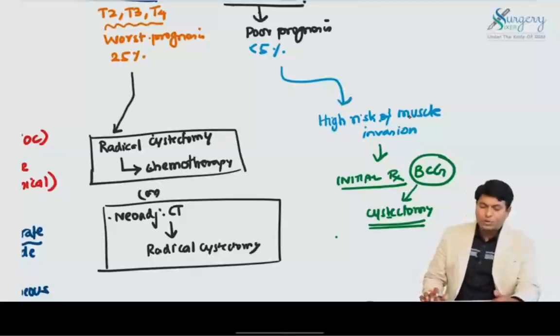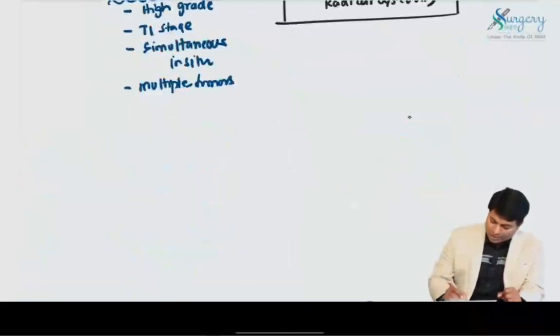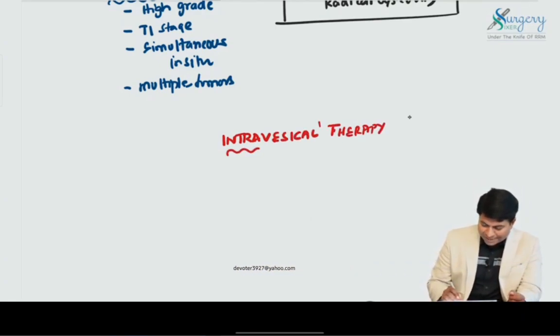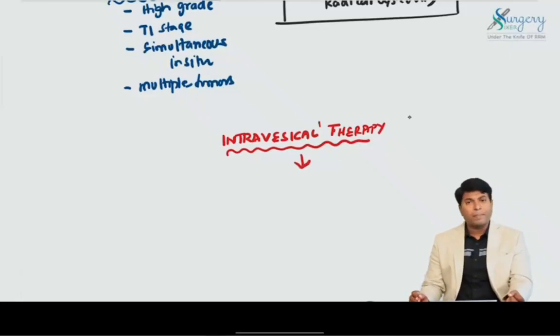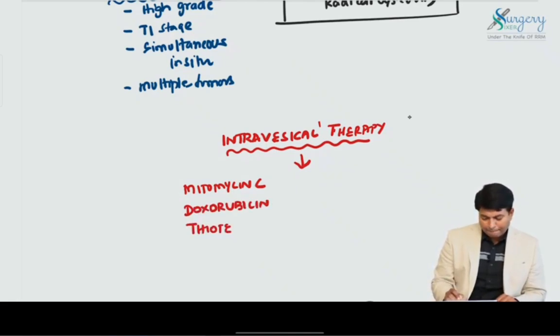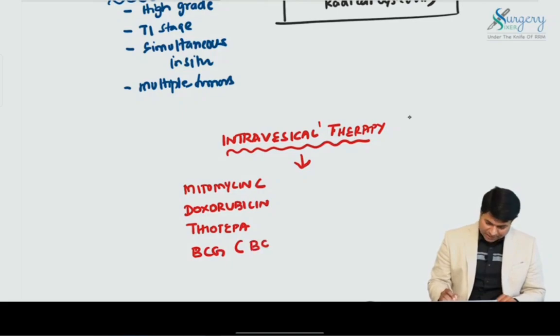Let me first explain the treatment. What is intravesical therapy? Intravesical therapy is not advised for muscle invasive cancers. It is advised for in situ cancers and for non-muscle invasive cancers. The agents used are mitomycin C, doxorubicin, thiotepa, and BCG. Among these, BCG is the best and most effective.